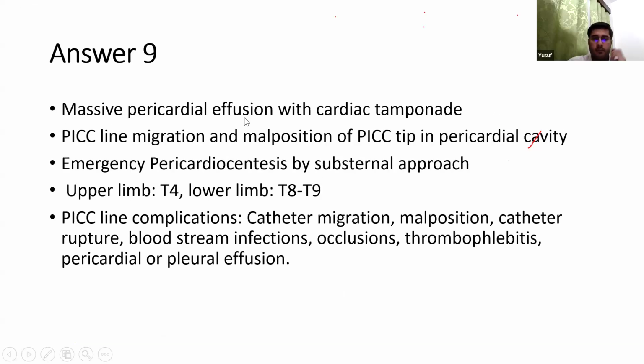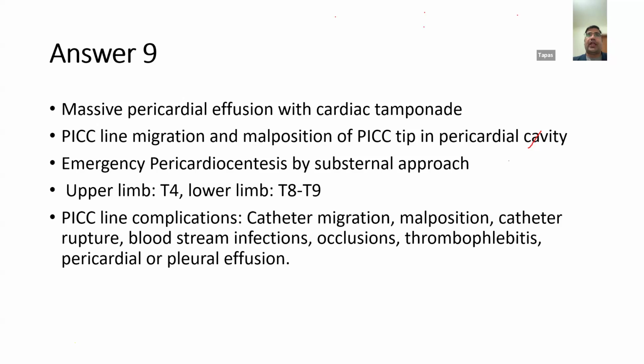So this is a massive pericardial effusion, as I think every one of you responded, with cardiac tamponade. Here the PICC line has actually migrated. The tip has migrated, or maybe it is a malpositioned PICC line in the pericardial cavity. So the management would be emergency pericardiocentesis, and the route will be the substernal approach.